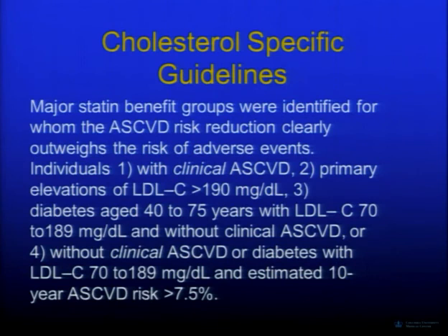So basically, statin benefit groups were identified for whom this risk reduction outweighs the risk of adverse events. So it was anyone with the disease, if they had primary elevations of LDL greater than 190, if they had diabetes age 40 to 75 years with LDL of 70 to 189, or without clinical disease or diabetes, but their LDL cholesterol was 70 to 189, and their risk was greater than 7.5%. And this is where a lot of the controversy is.